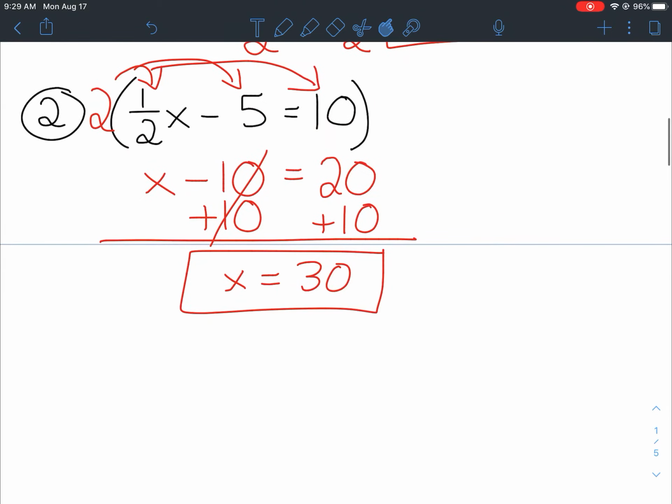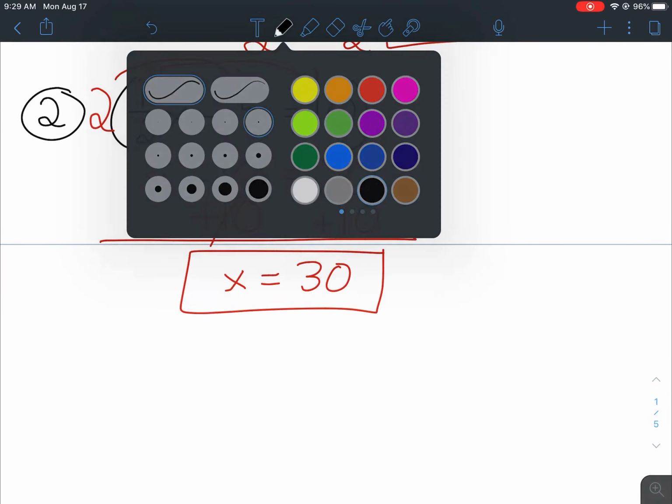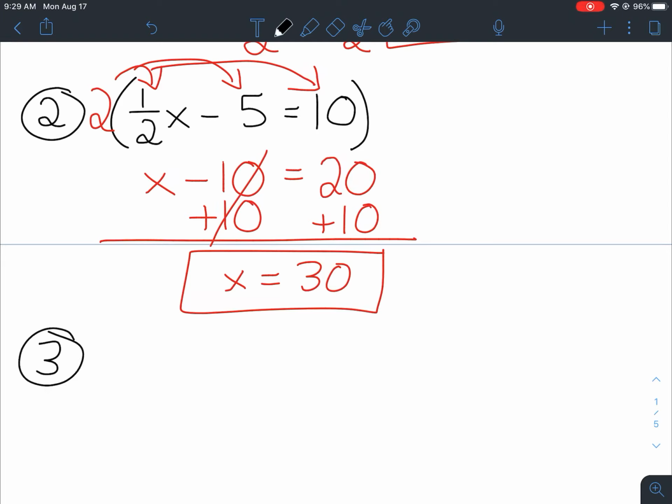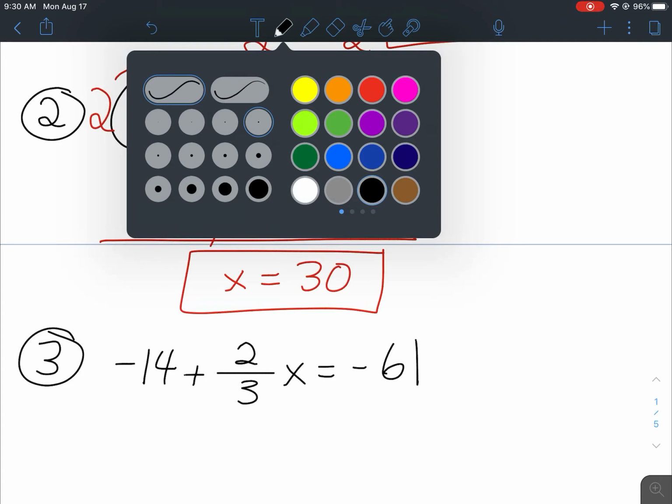Okay, moving on to our next problem here. Negative 14 plus 2/3 x equals negative 61. So what I want you guys to do here is answer the question, what would be the first step in getting x by itself here? What is the first step of this problem? Okay, so the first step is to clear out the fractions.